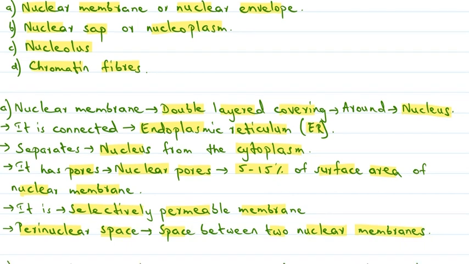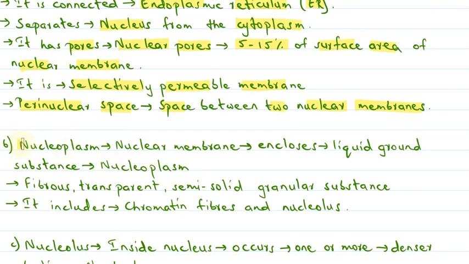Then we discussed the next structure, that is the nucleoplasm, which is also known as the nuclear sap. So what is it? The nuclear membrane encloses a liquid ground substance known as the nucleoplasm. It is a fibrous, transparent, semi-solid, granular substance. This nucleoplasm also includes the chromatin fibers and the nucleolus that we saw in the diagram already.